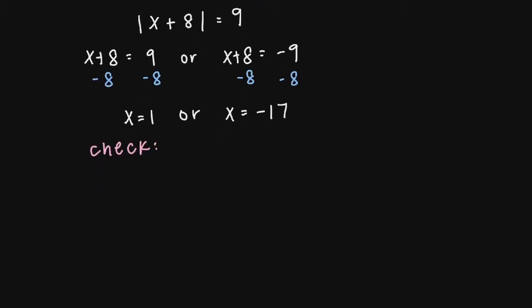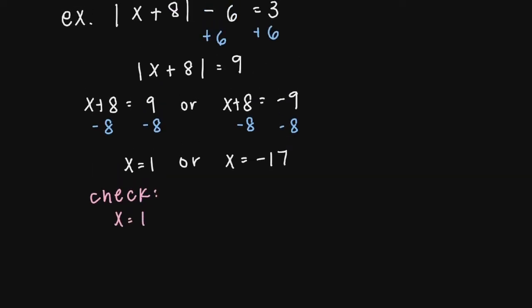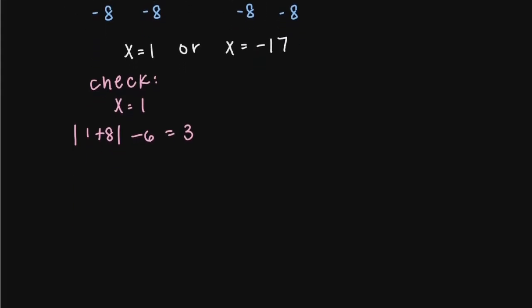So for when x equals 1, we're going to plug in 1 into the original equation for x. So 1 plus 8 minus 6 equals 3. So 1 plus 8 is 9. Absolute value of 9 is 9. And 9 minus 6 equals 3. This works. So that means 1 is one of the answers.